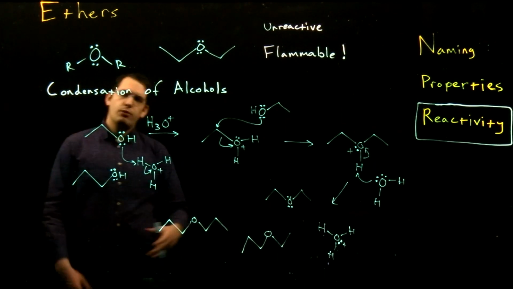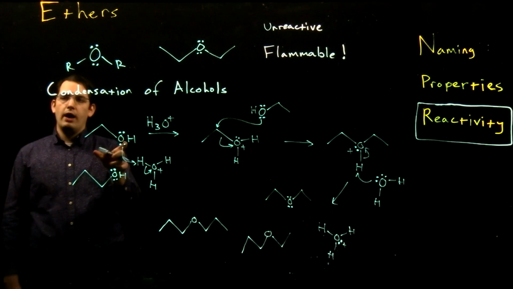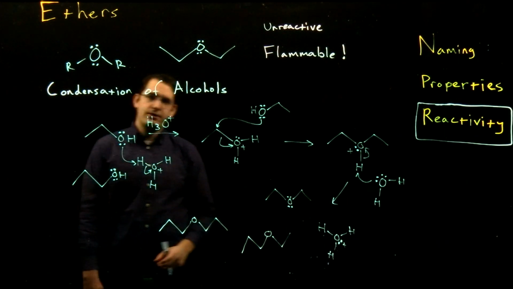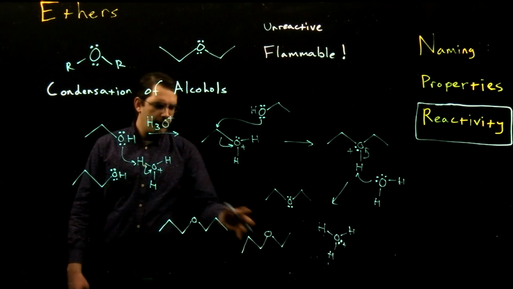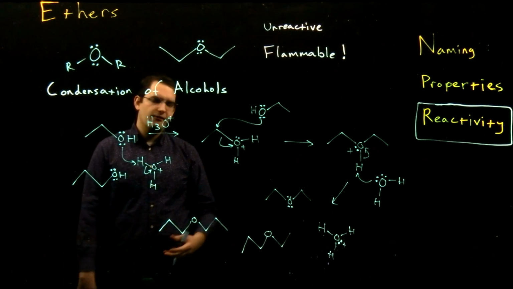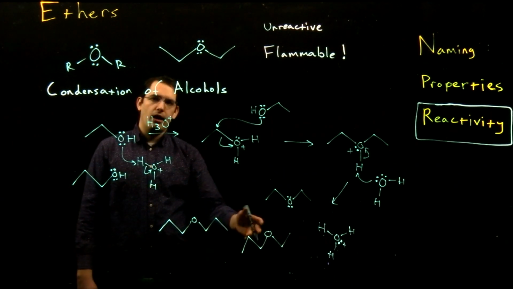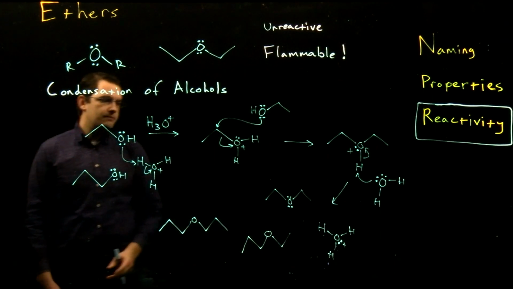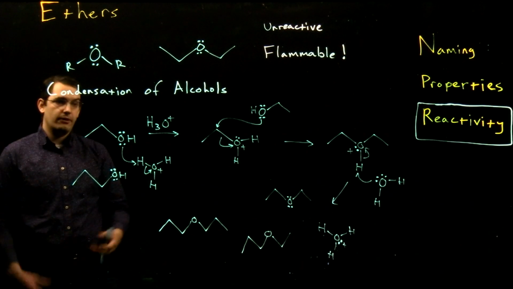So you really only want to do this with just one alcohol present, adding that acid and creating a symmetrical ether. Otherwise, you just get a messy mix of products, and it's going to be hard to actually purify your desired product from this mixture of very similar looking ethers.